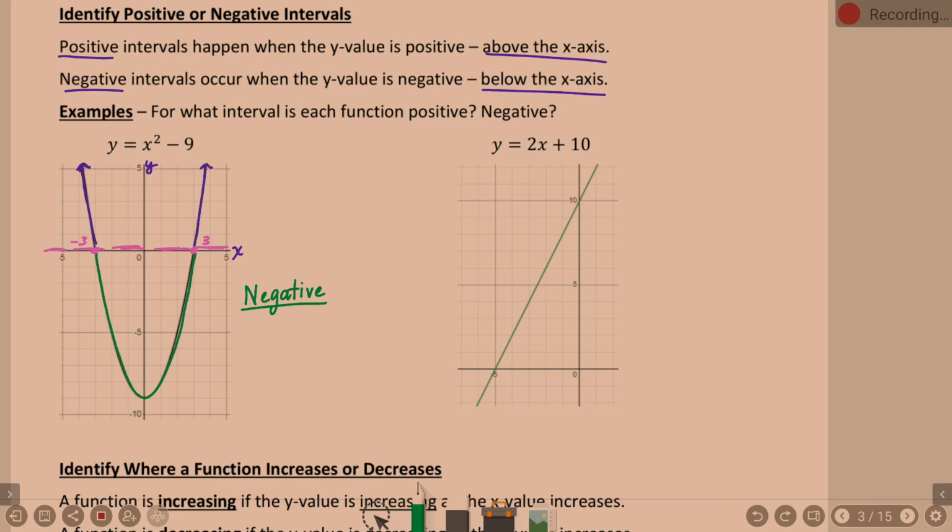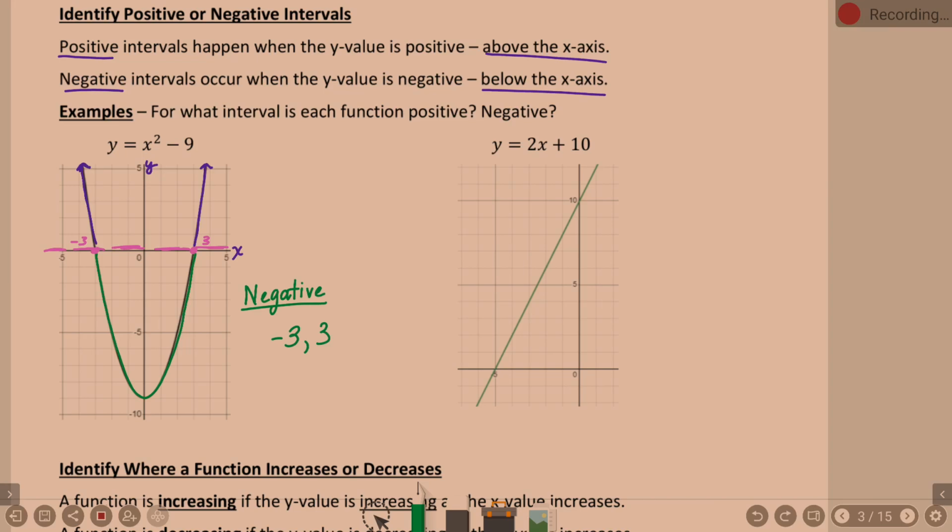When you give your answers, we're giving our answers in terms of x, because the graph moves left to right. So when is my graph negative? From what x value to what x value? It started being negative at negative 3. And then it's negative, negative, negative. When does it stop being negative? At 3. Okay, so I'm going to use interval notation, and it's negative from negative 3 to positive 3.